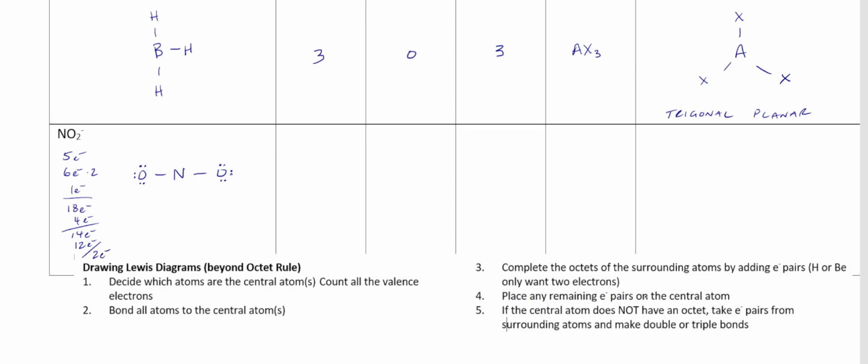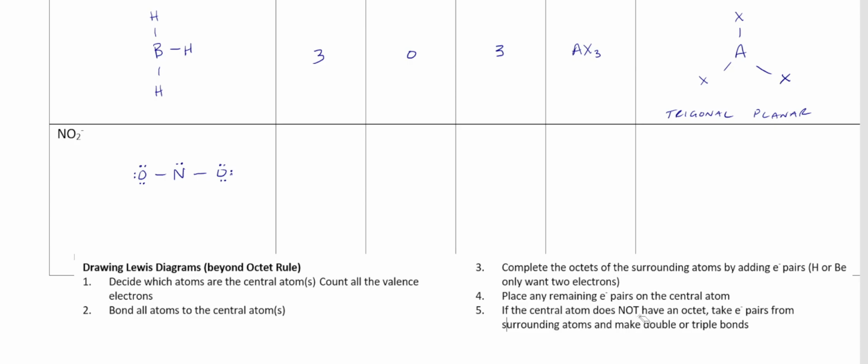Place any remaining electron pairs on the central atom. Okay, so electron pairs are going on the central atom, and now I have 0 electrons left to place. So I'm going to get rid of all this. This is getting a bit messy. Okay, so I've got 0 electrons left to place.